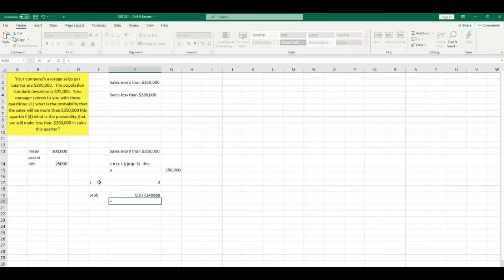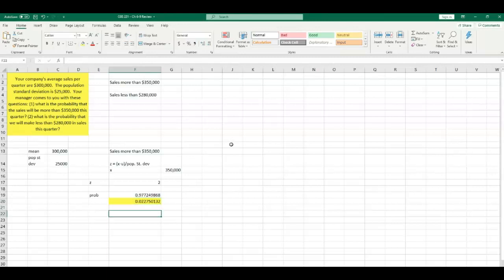So for our purpose, we want to know the probability that it'll be more than 350. So what we need to do is we need to take 1 minus this 0.97 amount that we just found, and this will give us 0.0227. Right? So that means that there's just a little bit more than a 2% chance that we'll make more than $350,000 in this quarter.